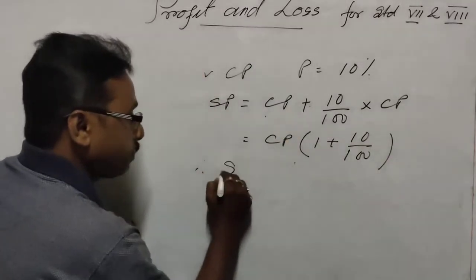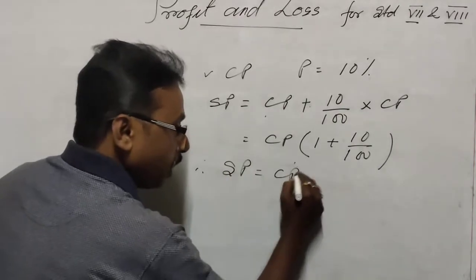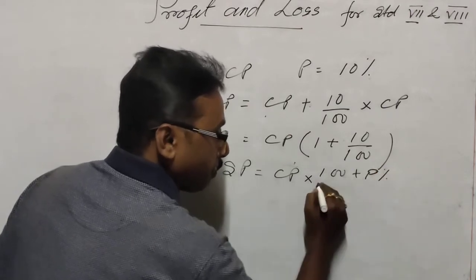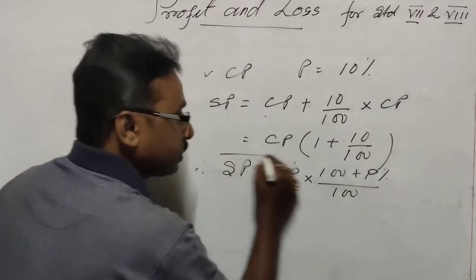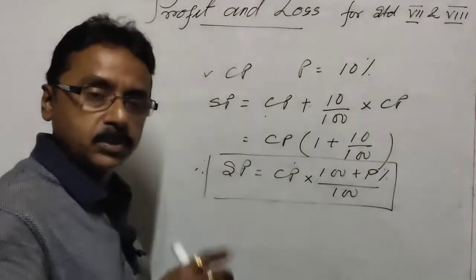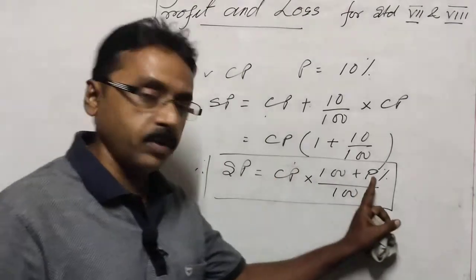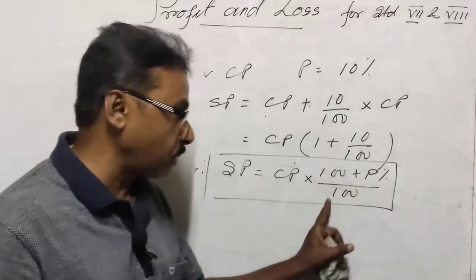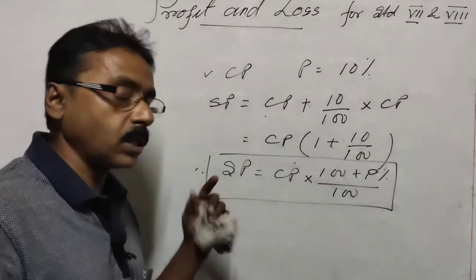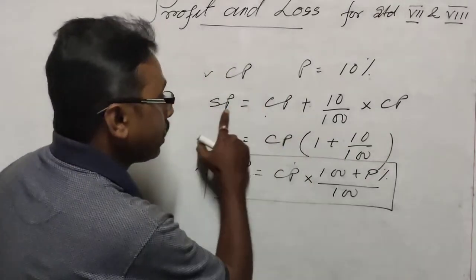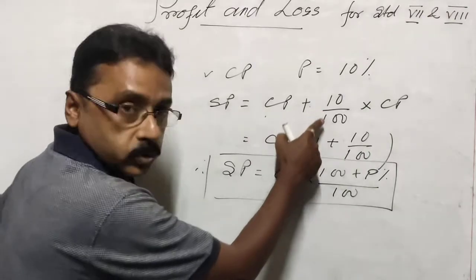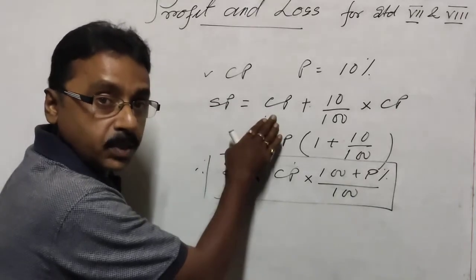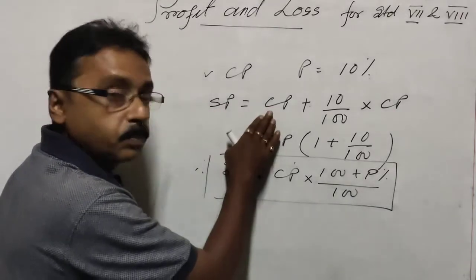That means SP equals CP into (100 plus profit percent) by 100. This is the formula to find out the SP directly. Suppose you know the CP and you know the profit percent. By using this formula, SP equals CP into (100 plus profit percent) by 100, the SP will come out directly. Or suppose there is loss, then here we will write SP equals CP minus loss. If there is loss, then SP will be less than the CP, and that will be SP equal to CP minus loss.